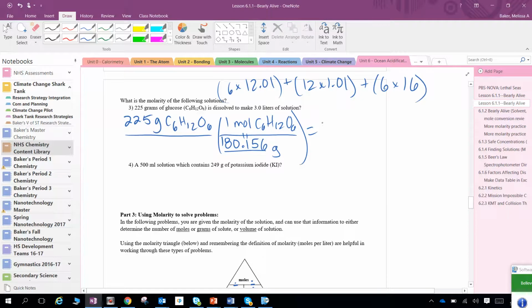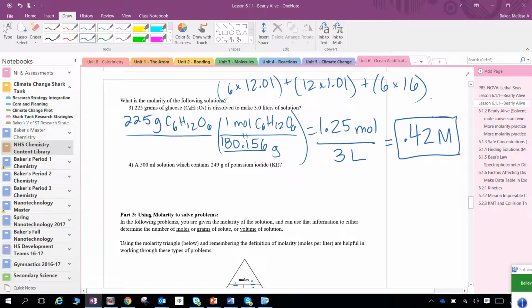Multiply across the top and divide by the bottom. We've got 1.25 moles of glucose, and we're dissolving that in 3 liters of solution, it says. So I get a concentration of 0.42 moles per liter. Capital M for molarity. Let's do another one.